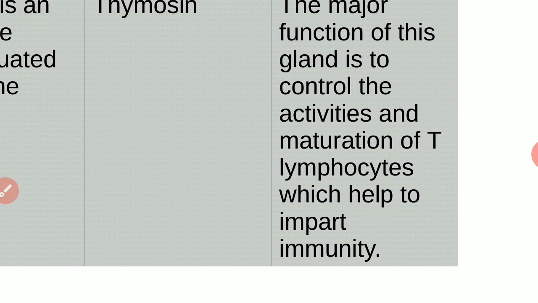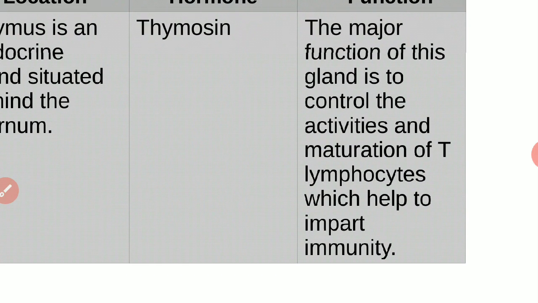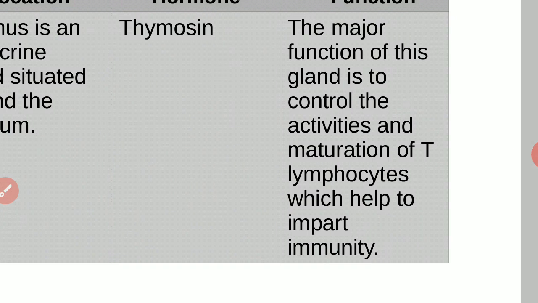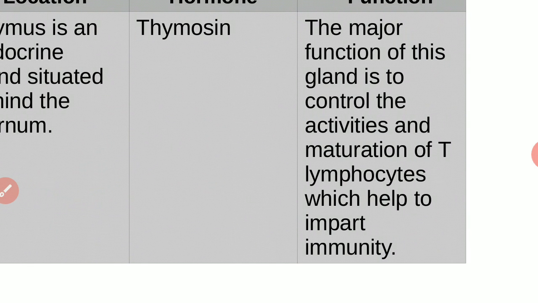Okay, this is the function of the thymus gland, maturation of T lymphocytes. Lymphocytes, I am not going into the detail of lymphocytes. Lymphocytes are one of the WBCs, white blood cells present in our body, helping for immunity, imparting immunity. Okay.